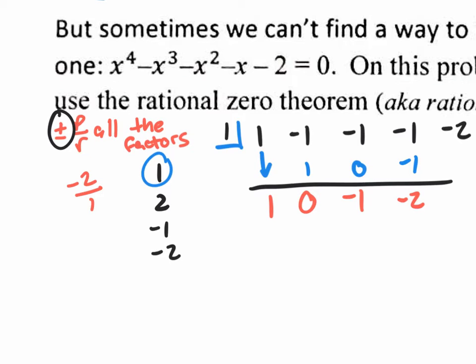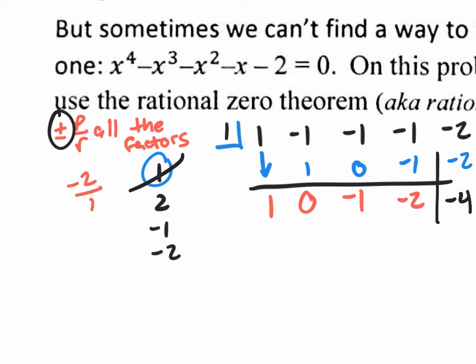Boo. Why boo? Because it gives us negative 4, not 0. So what do we know about the possible answer 1? It doesn't work. Scratch that out. That sucks. All right, let's try another one. Let's go with negative 1.